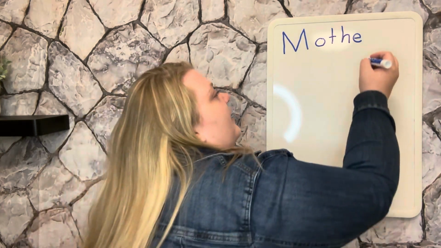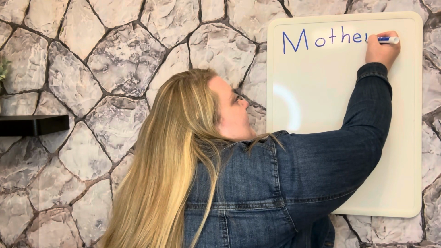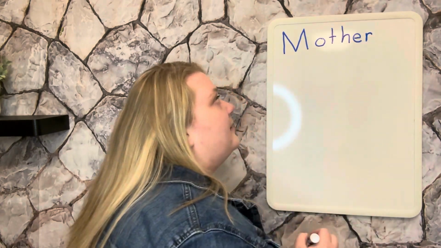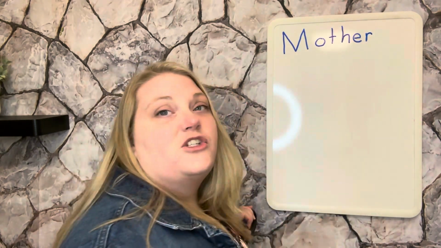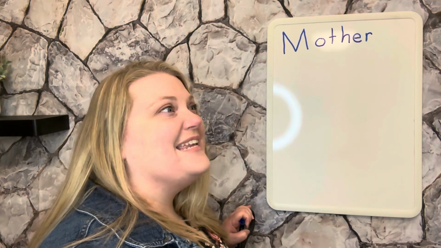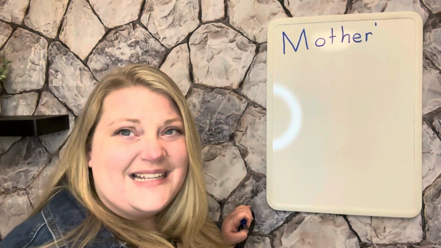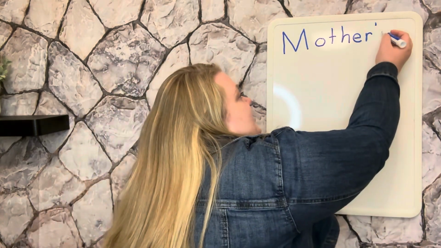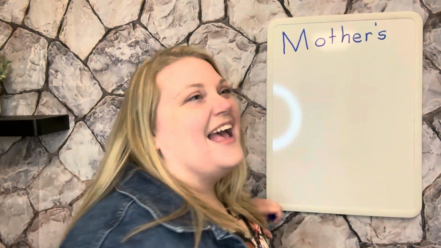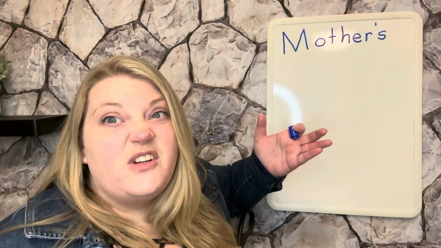And then the last one is an R. R is a little line and then a little finger hook. That's mother. So we're going to talk about Mother's Day. So we're going to put an apostrophe, a little mark in the sky, and an S. And that tells people that something belongs to the mother. And on Mother's Day, the day belongs to mothers.